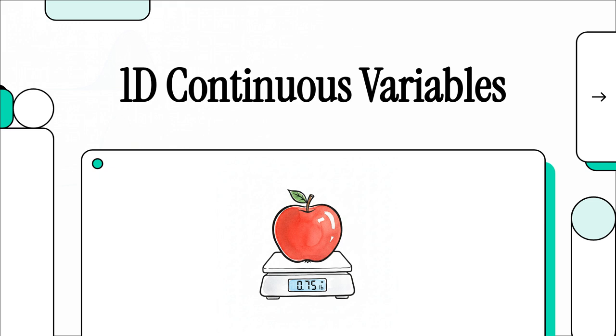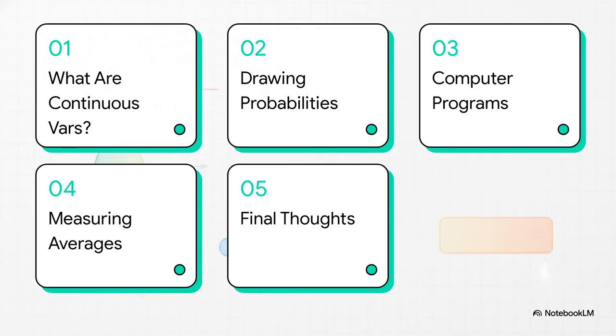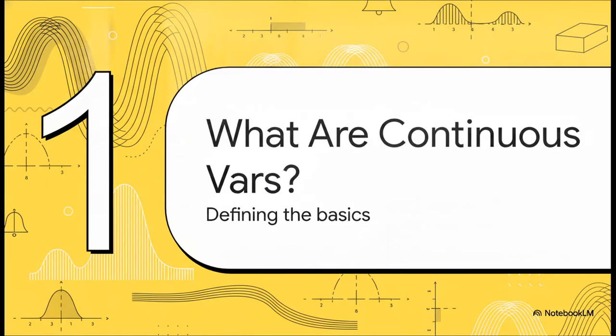Let's dive in. Here is our quick roadmap for today. First, we'll define what continuous variables actually are. Then we'll draw out the probabilities, check out some really helpful computer programs, look at measuring the averages, and finally, wrap things up with some concluding thoughts. A clear, step-by-step path to demystify all of this. Okay, let's dive into this.